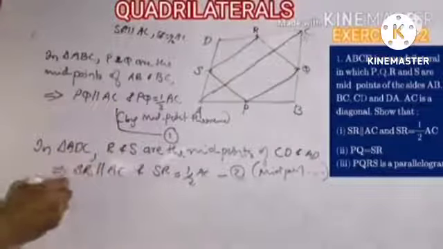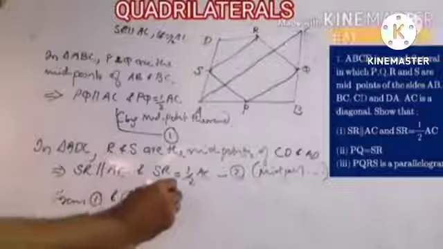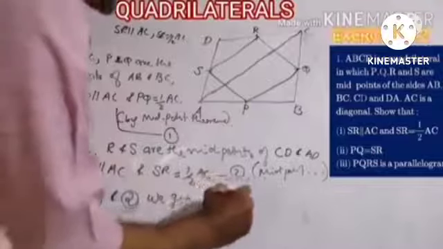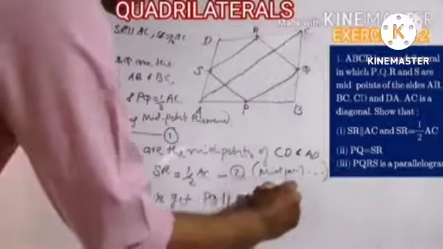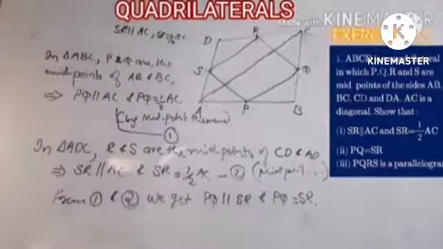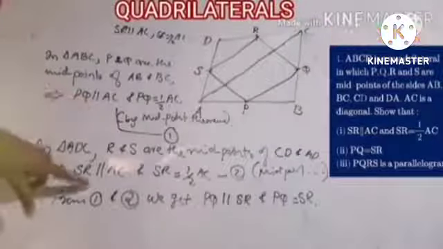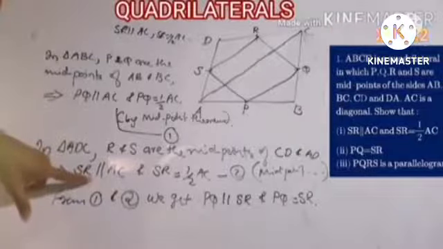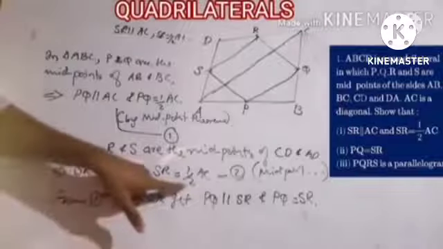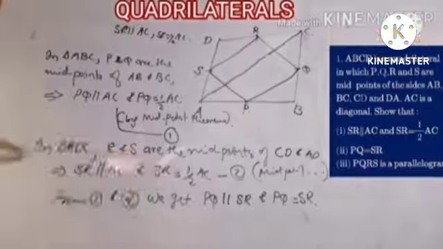So from 1 and 2, we get PQ parallel to SR and PQ equal to SR. For the first one, SR parallel to AC and SR equal to half AC, that we have proved here. So you start with this one, and write the second one. This is the second equation, so we have to start with this equation.